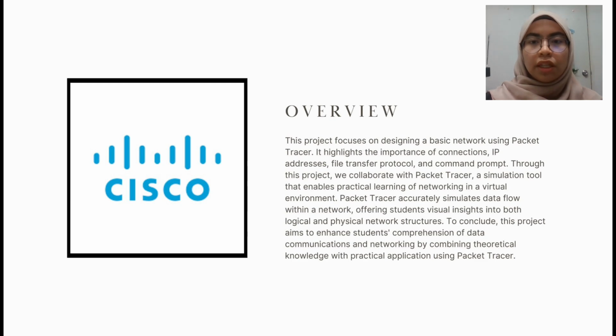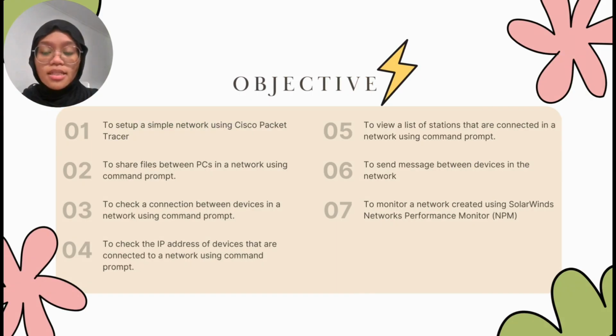In this project, we simulate and design a networking system for a business company with two departments, which are the HR department and the store management department. The objective of this project is to set up a simple network using Cisco Packet Tracer, to share files between PCs in the network using command prompt, to check the connection between devices in the network using command prompt, to check the IP address of devices that are connected to a network using command prompt, to view a list of stations that are connected in a network using command prompt, to send messages between devices in the network, and to monitor a network created using SolarWinds Network Performance Monitor NPM.